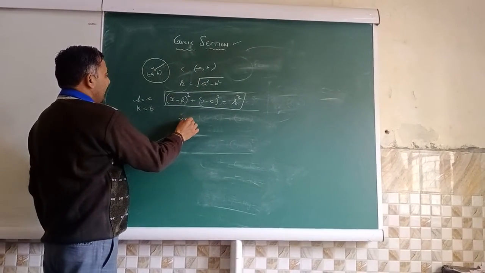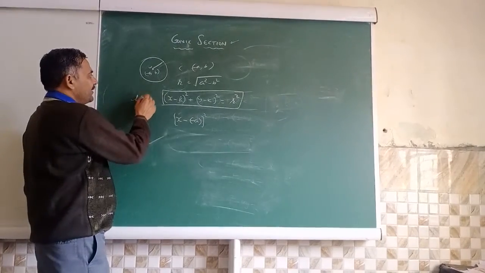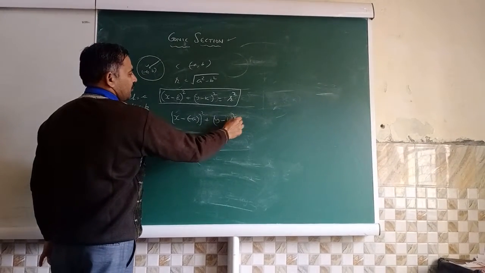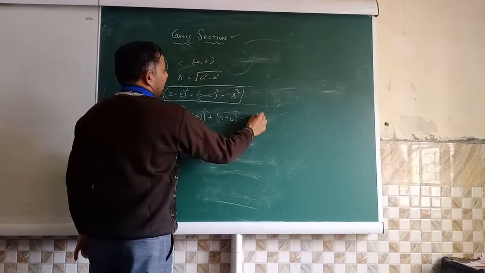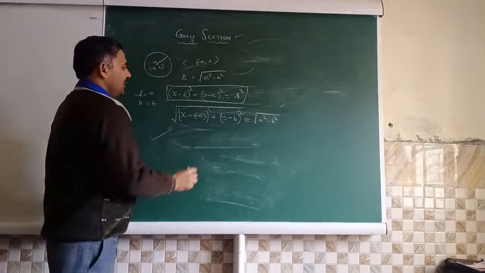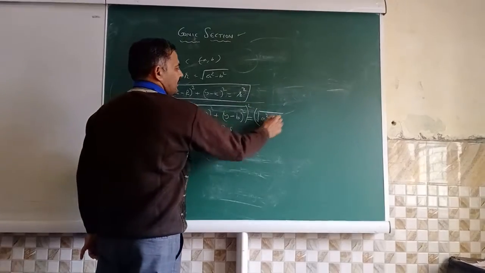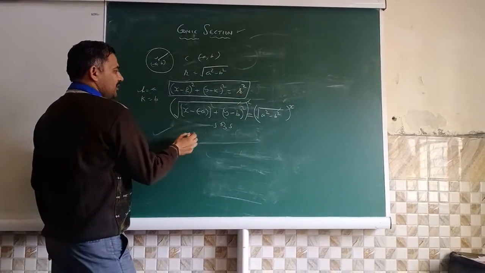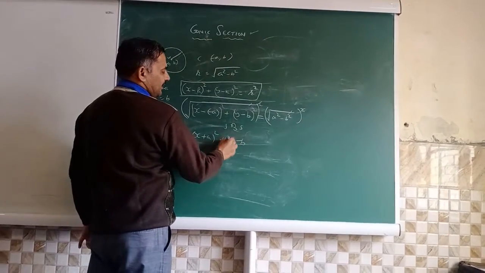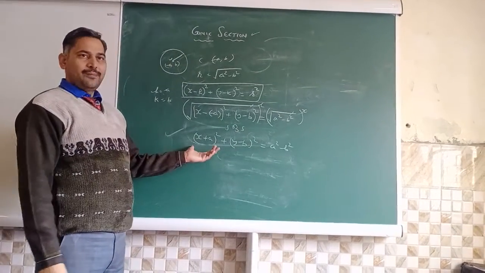So putting the values: (x minus h) whole square, h is here minus a, and (y minus k), k is equal to b, whole square is equal to r. What is r? Square root of a square minus b square. Okay, this is the equation. Now squaring both sides, the square and square root cancel. So we can say (x plus a) whole square plus (y minus b) whole square is equal to a square minus b square. Now simplify this.